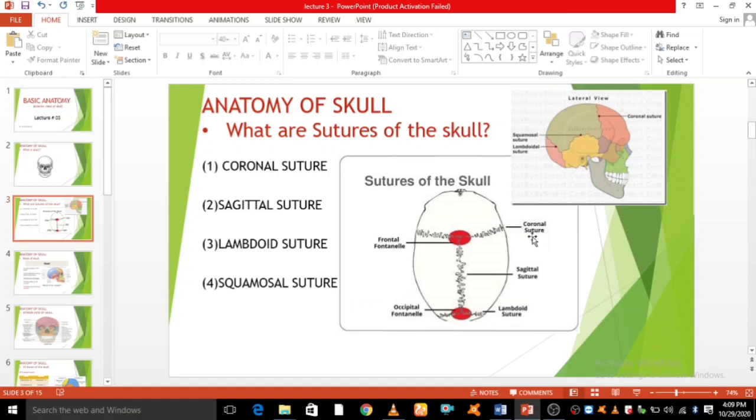What is the coronal suture? The coronal suture is a dense and fibrous association of connective tissue. It's located in between the frontal and parietal bones. We call it the coronal suture.